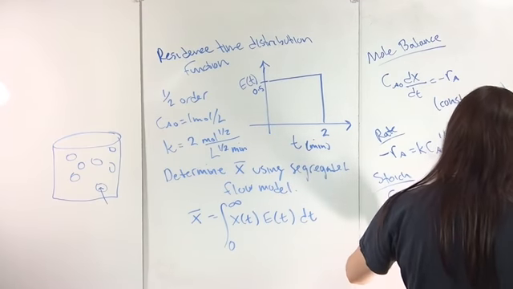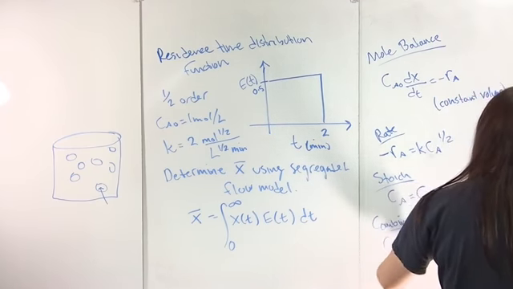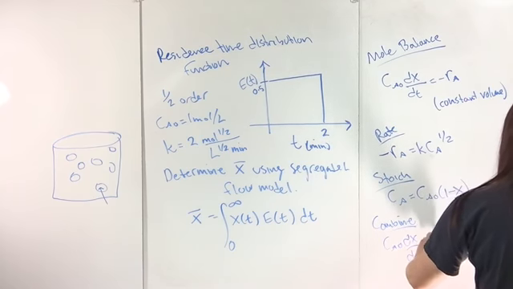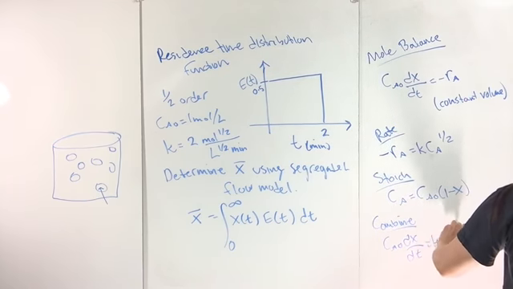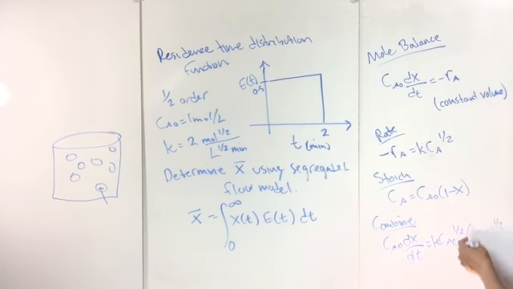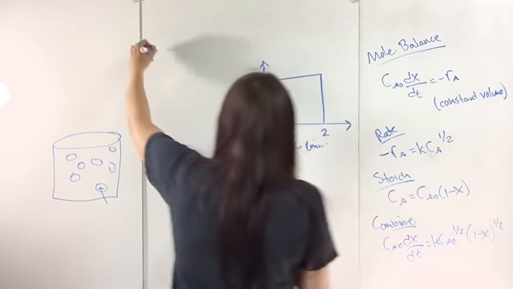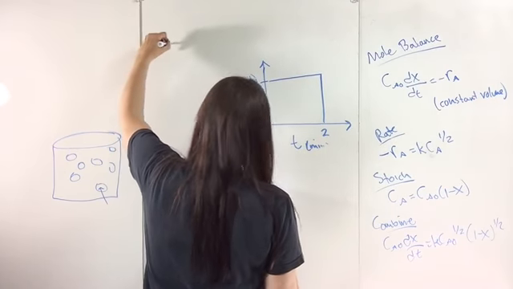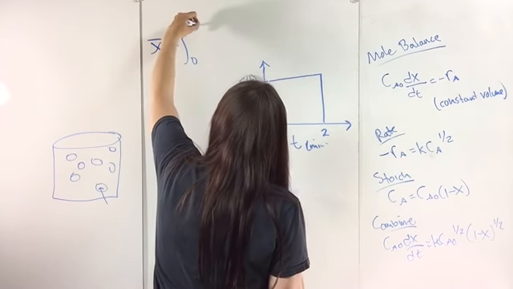So Ca naught dx dt is equal to k Ca naught to the 1/2, 1 minus x to the 1/2. So I'm going to erase some stuff real quick. So write down this equation just so you see where we're heading.